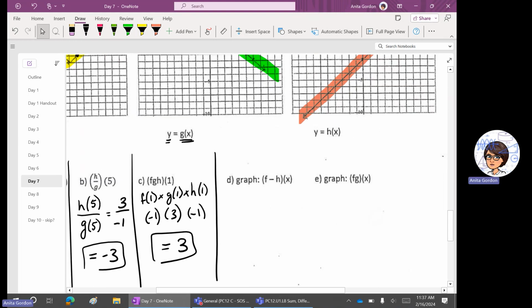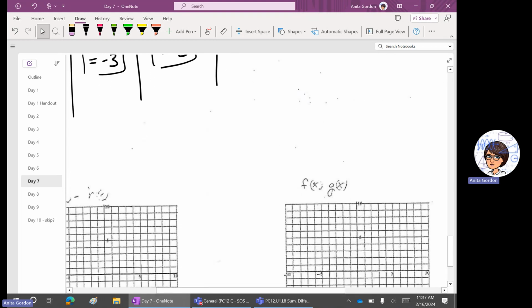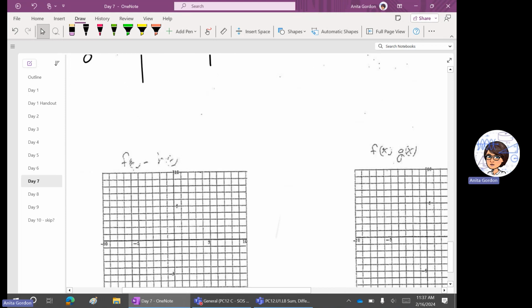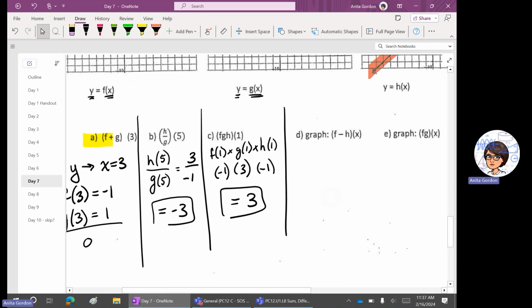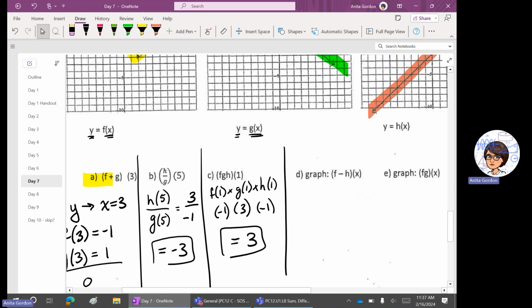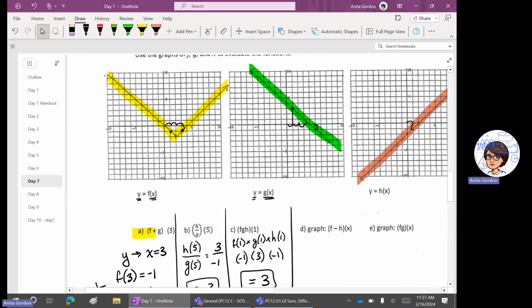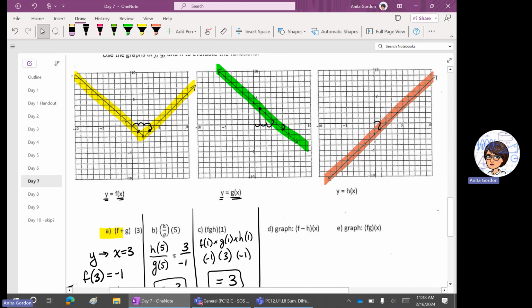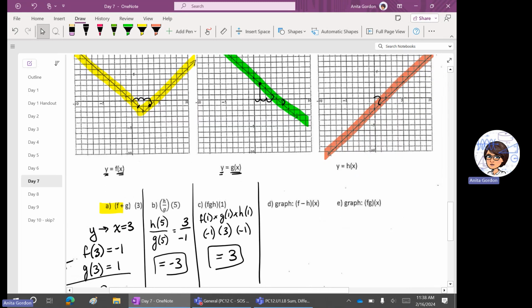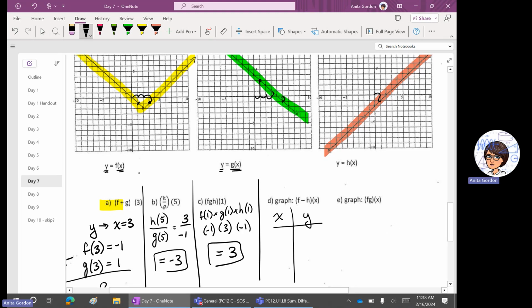Okay, now it's asking us to graph f minus h of x. And we have a graph down below here that we can use. So what is f minus h of x? Now here's the issue. We don't have an equation. We only have a graph. So why don't we choose some values and put them together? Let's do an x and y. Let's do a table of values, the f function minus the h function.